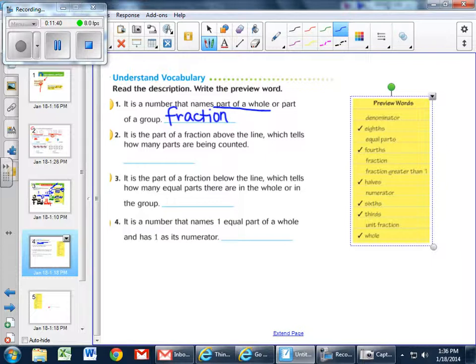Now, test of whether you were paying attention when I was talking on the previous slide, and if you made notes on your little yellow piece, you already have this one written down. Number 2, it is a part of the fraction above the line, which tells how many parts are being counted. So we have our fraction line. We had a number up here and our denominator down here. Do we remember what this was? It was the numerator.